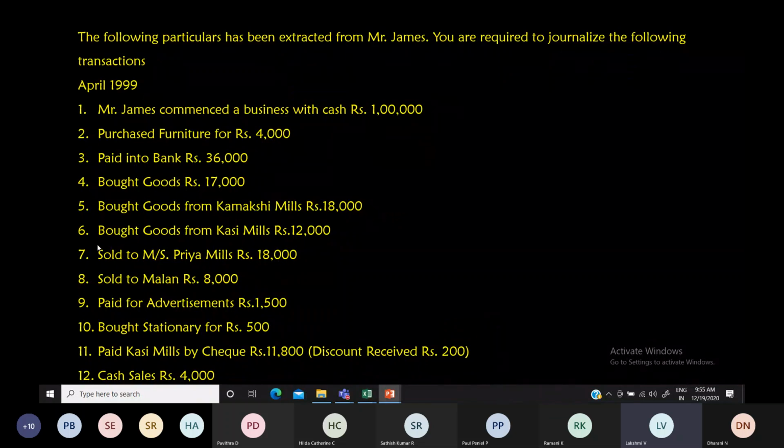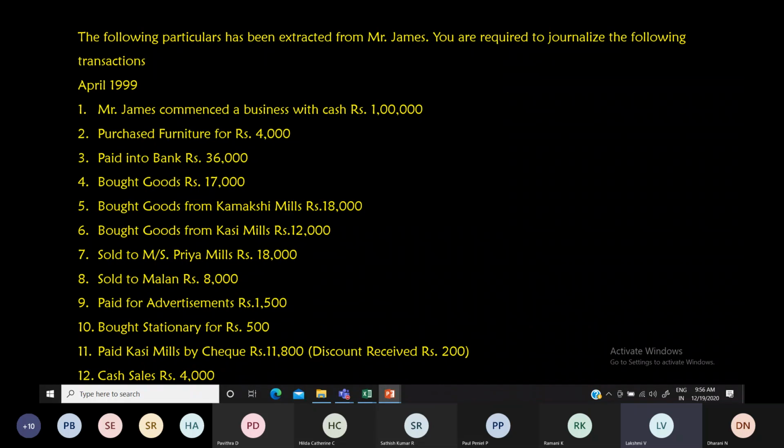Next, if you see on 6th, bought goods from Kasi Mills rupees 12,000. They have again bought goods from Kasi Mills. It is the same kind of transaction as given on the 5th, only instead of Kamakshi Mills, they have used Kasi Mills. Goods they have purchased, so you have to use only the purchases account here. The purchases account we have to debit.